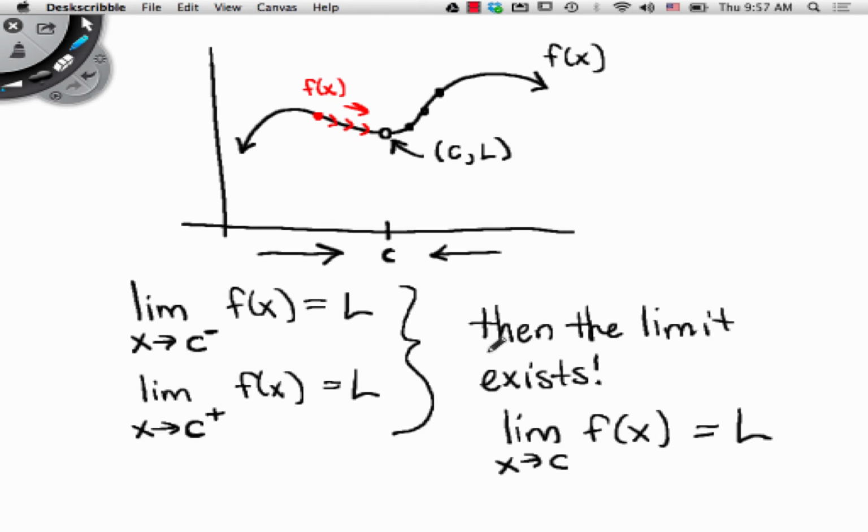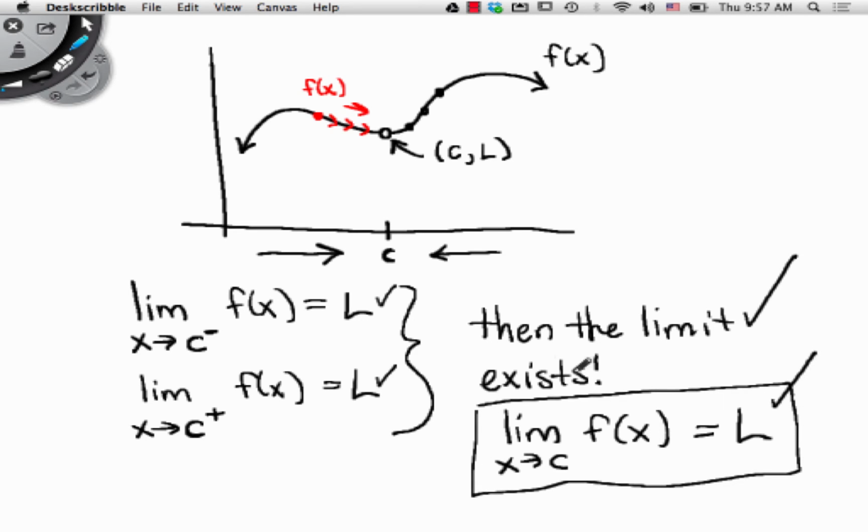As x approaches C from the left, if the function approaches L, okay? What is that, Abby? That's a y value, okay? And as x approaches C from the right, if the function approaches L, in other words, if they approach the same thing, then we can say the limit exists, and the limit of the function is the value of L. Notice down here, Joshua, there's no plus or minus. Why? Because it's two-directional. It's both left and right.